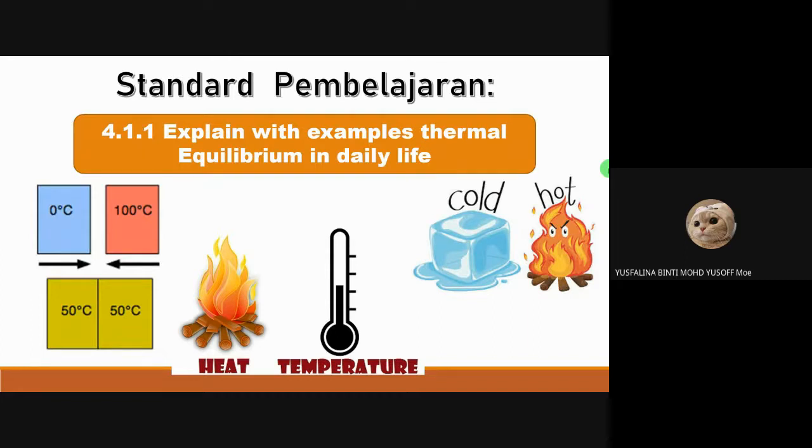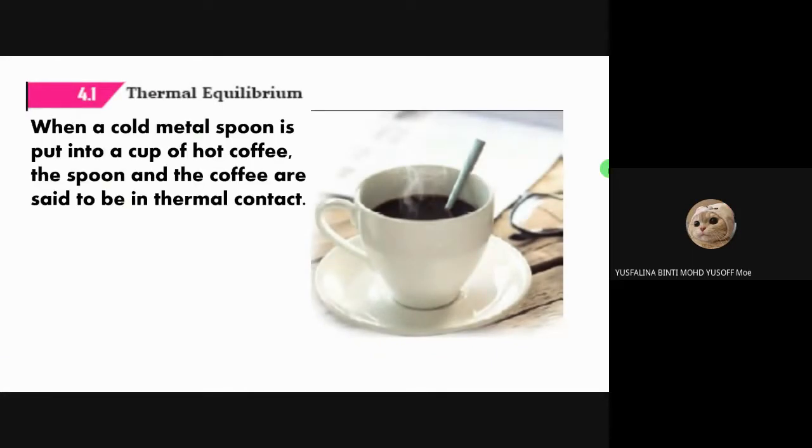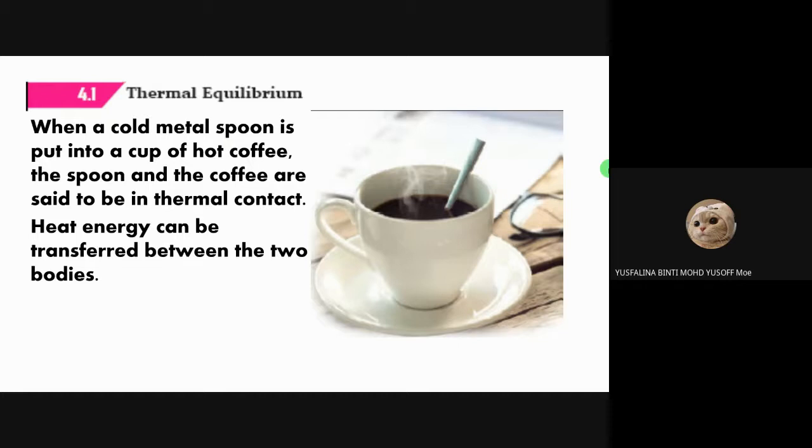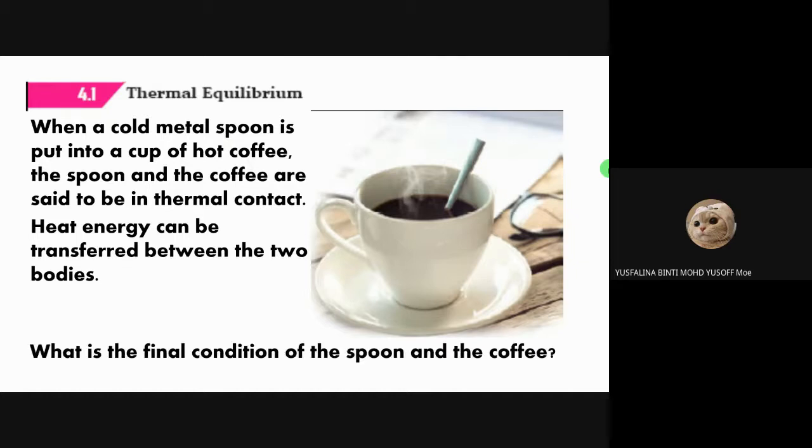Before you learn about thermal equilibrium, you have to know something. Let's say there is a coffee, and you put a cold spoon inside the coffee. The coffee is hot, so there will be a transfer of heat energy from the coffee to the spoon. You have to know that heat is transferred from the hot object to the cold object, and the two objects must be in thermal contact so that the heat can be transferred.